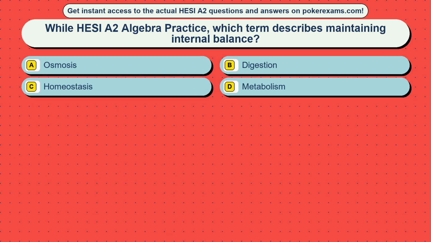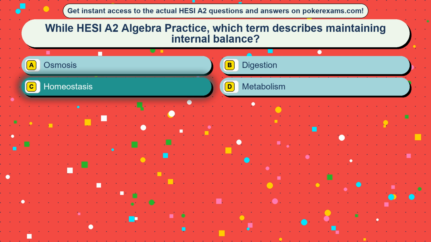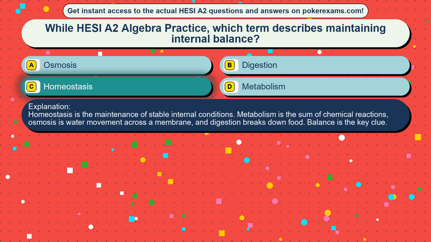Question 27. While HESI A2 Algebra Practice, which term describes maintaining internal balance? Option A osmosis, option B digestion, option C homeostasis, option D metabolism. The correct answer is option C, homeostasis. Homeostasis is the maintenance of stable internal conditions. Metabolism is the sum of chemical reactions, osmosis is water movement across a membrane, and digestion breaks down food. Balance is the key clue.